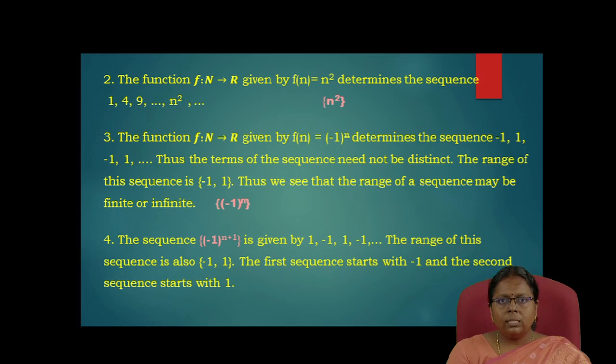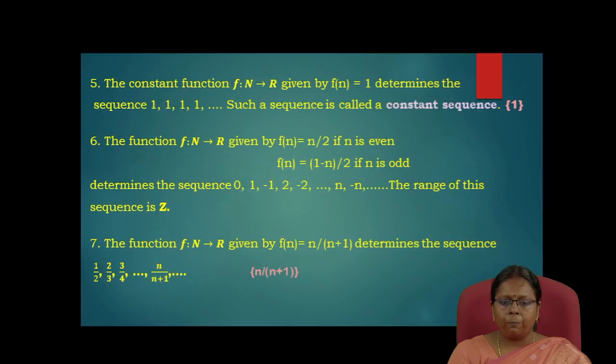So, in this example, we got to know that the terms of the sequence need not be distinct. Therefore, the range of this sequence is minus 1 and 1. Thus we see that the range of a sequence may be finite or infinite. If we consider the sequence minus 1 whole power n plus 1, the first term will be 1, the second will be minus 1, the third will be 1 and the fourth will be minus 1, etc. Here also the range of the sequence is plus 1 and minus 1. The first sequence starts with minus 1 and this sequence starts with 1.